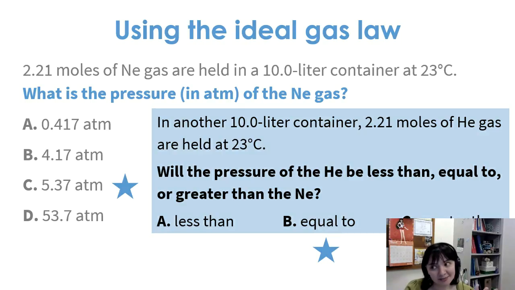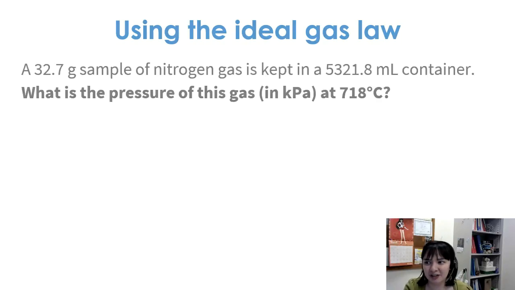Now again, this was a pretty simplistic example, like most of the properties already had the right units that we wanted. So let's look at a slightly more complicated question. So right, say here I have 32.7 grams of nitrogen gas, and that's kept in a 5,321.8 milliliter container. So in this case, I want to know what the pressure of this gas is, this time in kilopascals or kPa at 718 degrees Celsius.